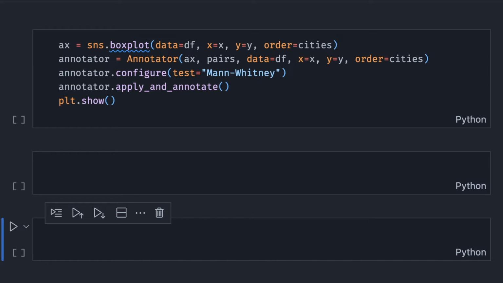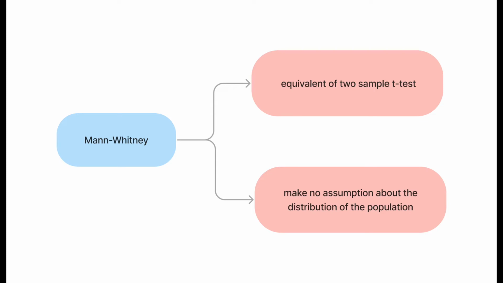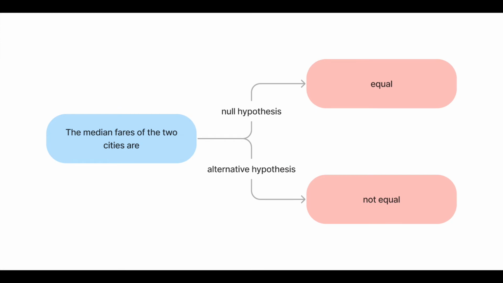Specifically, we will use the Mann-Whitney U-test to compare two independent groups. The Mann-Whitney U-test is a non-parametric equivalent of the two-sample t-test. It doesn't make any assumption about the distribution of a population. The null hypothesis is that the total fares of the two cities are equal. The alternative hypothesis is that the total fares of the two cities are not equal.